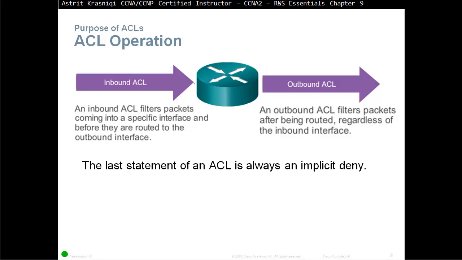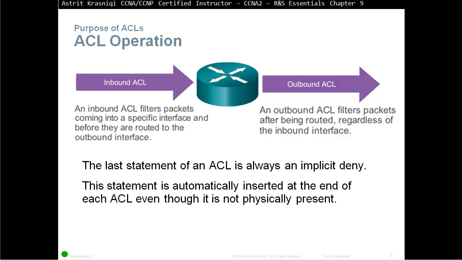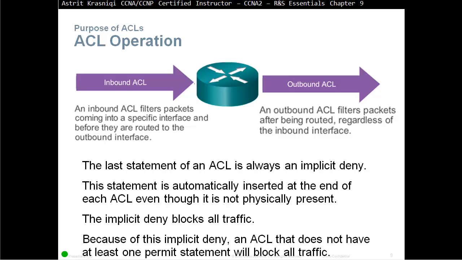The last statement on ACLs is always an implicit deny. This statement is hidden. You're not going to see it, but it's there. This statement is automatically inserted at the end of each ACL, even though it is not physically present. The implicit deny will block all the traffic. Because of this implicit deny, an ACL that does not have at least one permit statement will block all traffic.